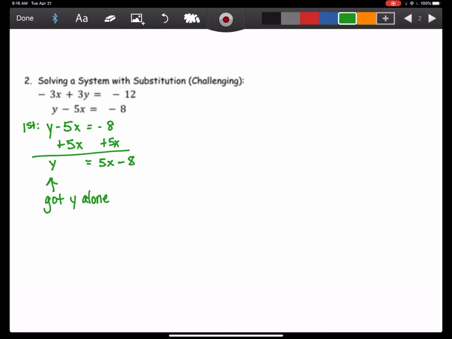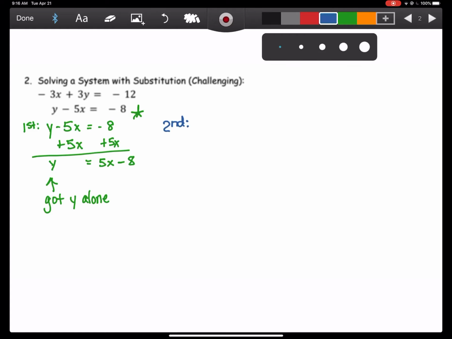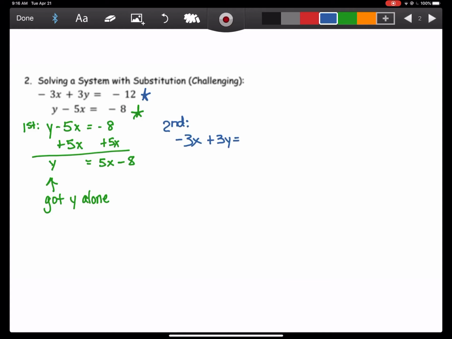The next step, I'll do in blue, second step. Okay, substitute what you know into one of the equations, okay? In this case, I would use the other equation. So I used this first one here. Now I'm going to use this one second, okay? So negative 3x plus 3y equals negative 12.